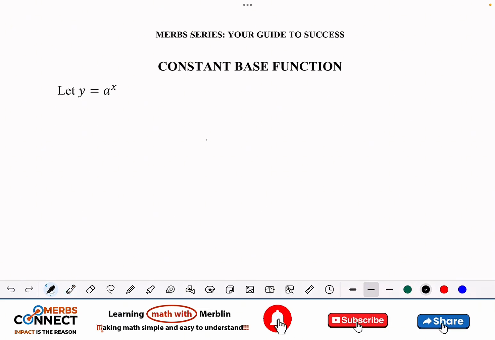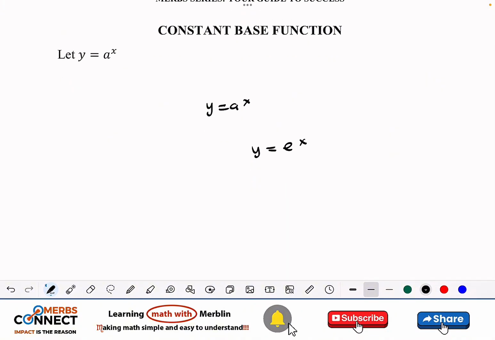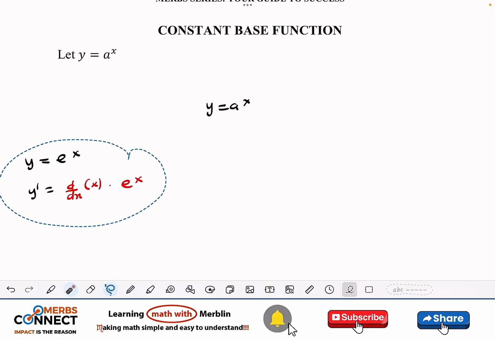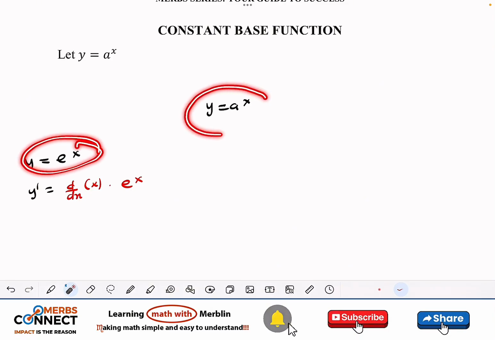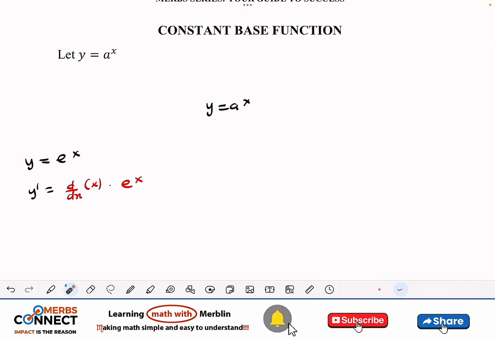So we are assuming that I have y is equal to a to the power x. We learned an exponential function where y was equal to e to the power x, and we saw that for us to differentiate this, we need to differentiate what is on the top, and then we multiply it by the function. So that's what we learned from an exponential function. And we see that this is kind of like in the form of the exponential function, but the only thing is now this is the e and this is a. So there is something small that is going to change with this constant base function here.